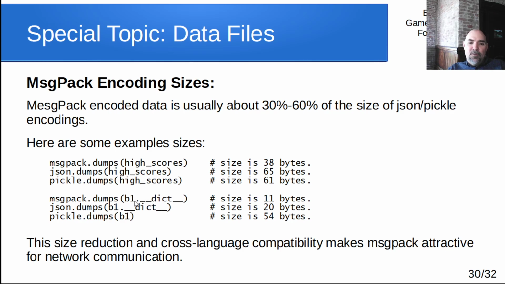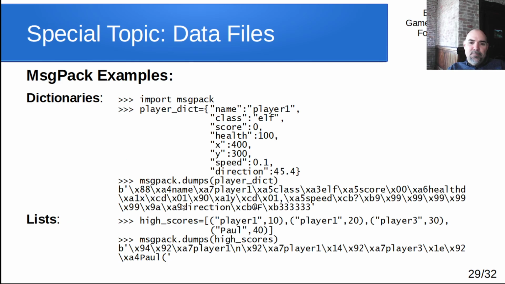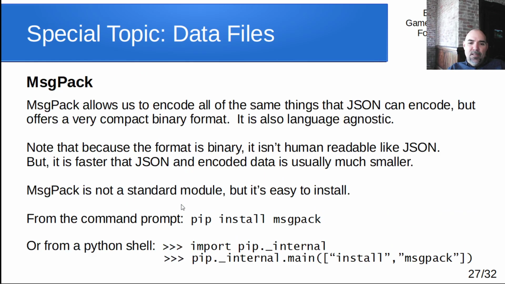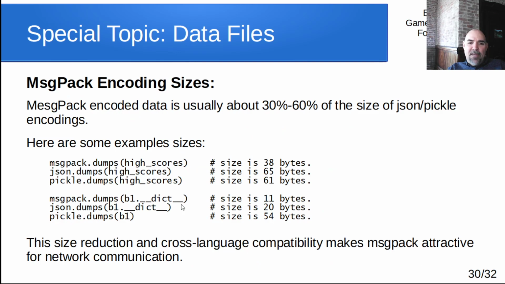But now let's look at this one for this ball1__dict thing that we had. That had the X and the Y value in it. But notice that was 11 bytes in MsgPack. In JSON, it was 20, so it's about double the size in JSON. And look, it's 54 if we dump that object, the B1 object, using Pickle. So we're about 5 times the size here that we are with MsgPack.